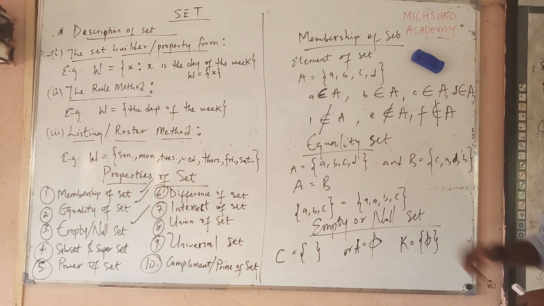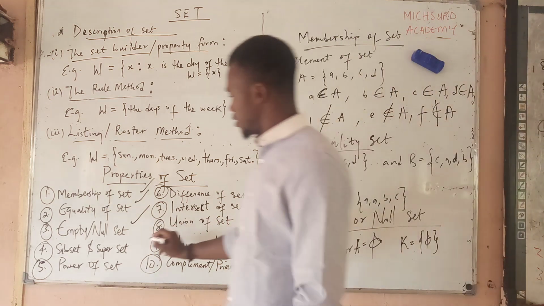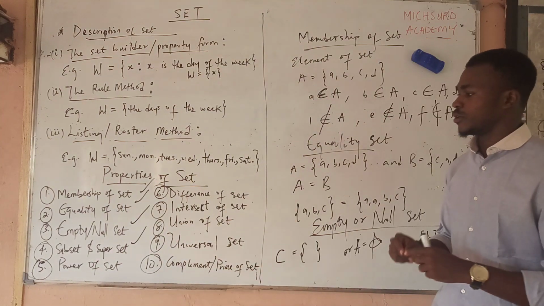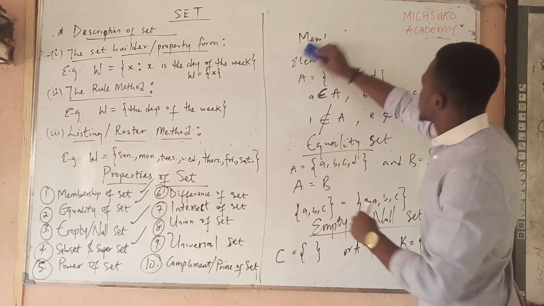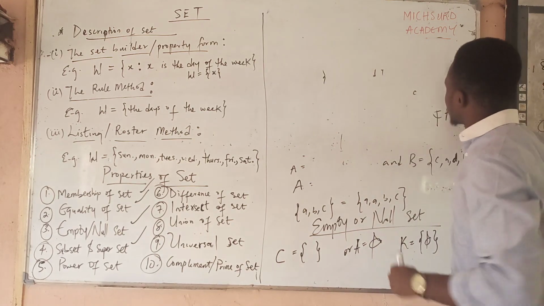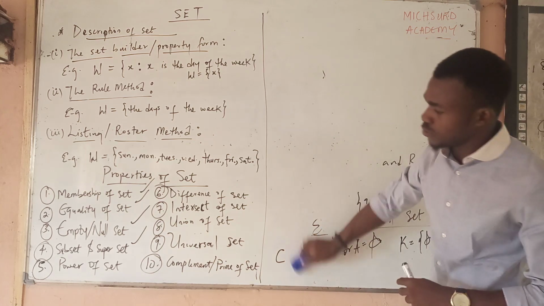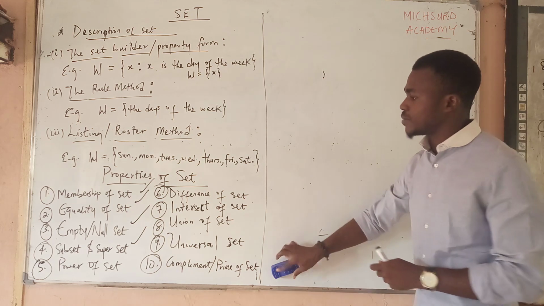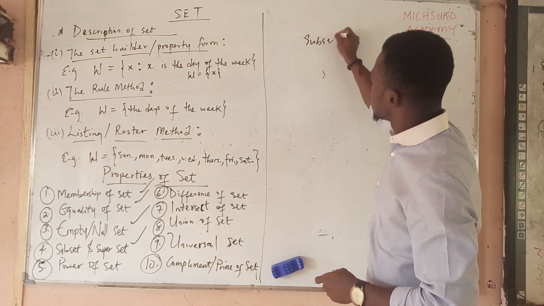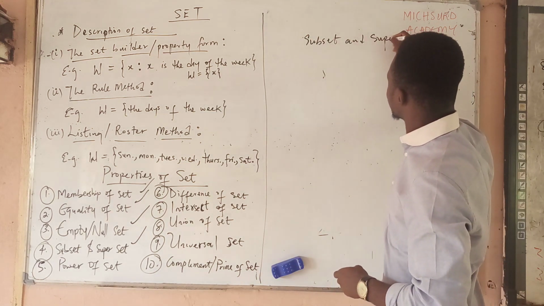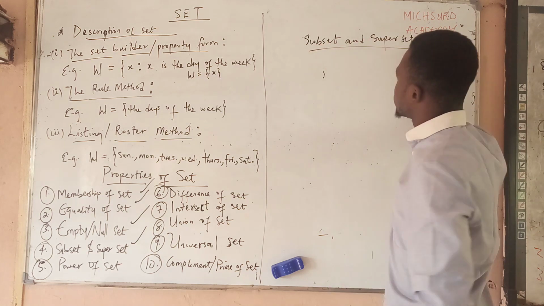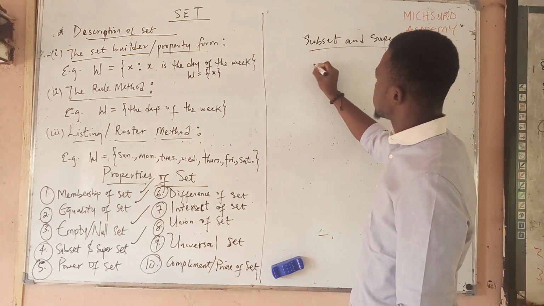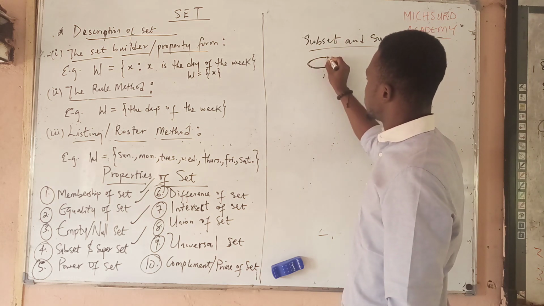Okay. Now the next one we have is the subsets or the supersets. The subset or the superset. So let us look at the subsets and supersets. These are two different types of sets, the subsets and the supersets. Alright, so now for the subset, we use a symbol like this to denote subset.